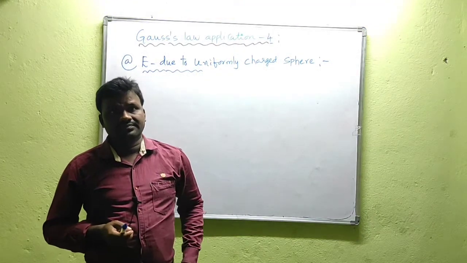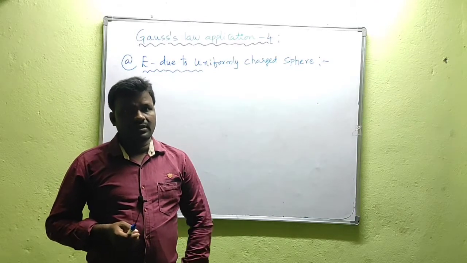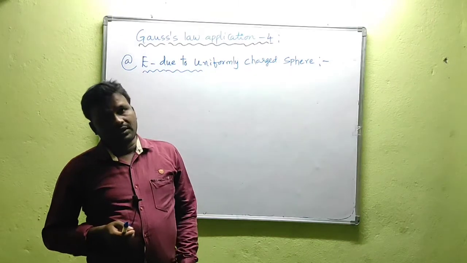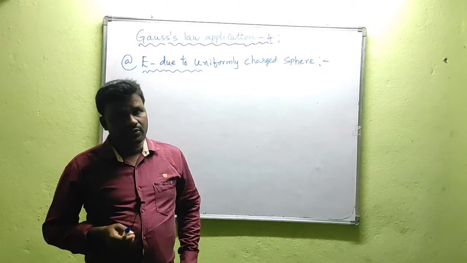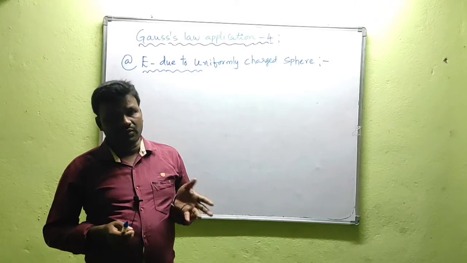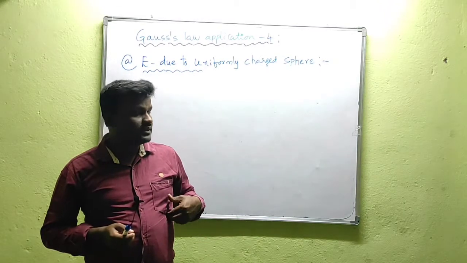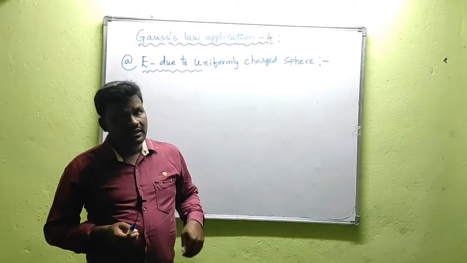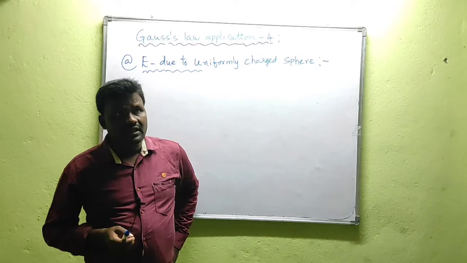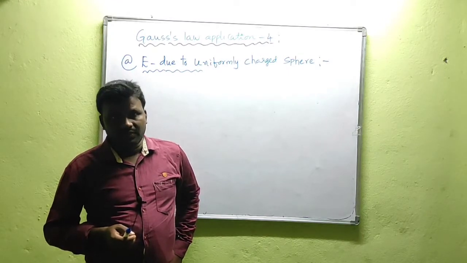In last class, we discussed applications of Gauss law. We covered application number 1, that is electric field intensity due to point charge, and the relationship between D and E, that is D equal to epsilon into E. And second application is electric field intensity due to infinite line charge, and third application is electric field intensity due to infinite sheet of charge.